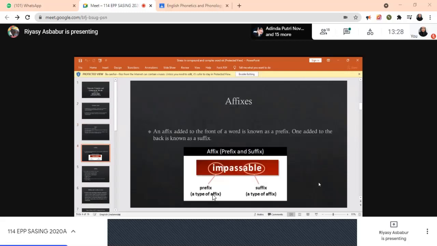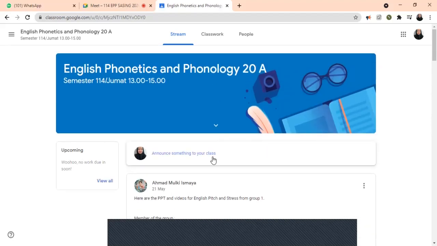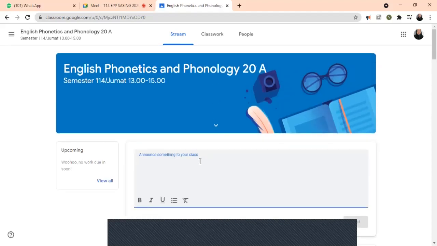Okay, affix. What is an affix? An affix added to the front of a word is known as a prefix, and added to the back is known as a suffix. Maybe we already talked about this before in the previous material. So im- as a prefix, pass as the root, the basic word, and -able as the suffix.